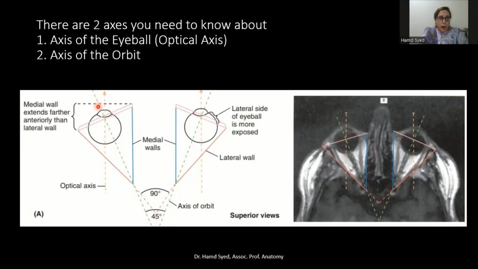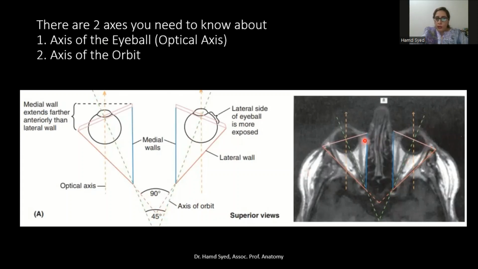Whereas if you follow my pointer now, you can see that the dotted line over here is representing the axis of the orbit. This axis of the orbit and the axis of the eyeball are meeting at an angle, right? If we were to follow this axis of the orbit posteriorly on both sides, they would unite and form an angle of 45 degrees.